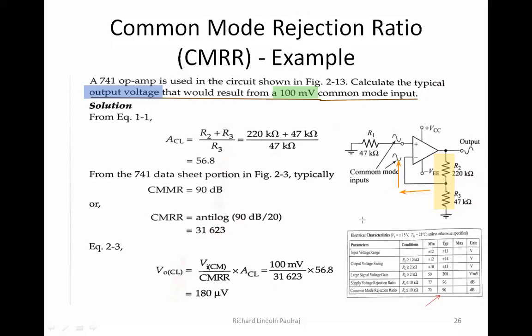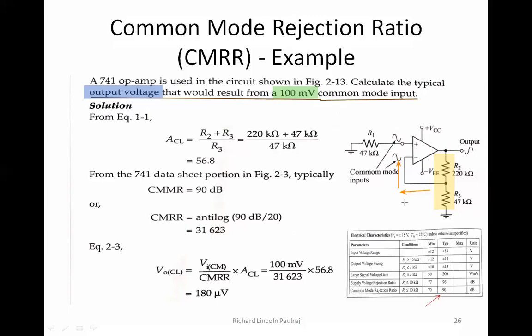Ultimately, do we need stable systems or unstable systems? What are we interested in? Are we interested in stable or unstable systems? Stable, right? So stable means reliable.